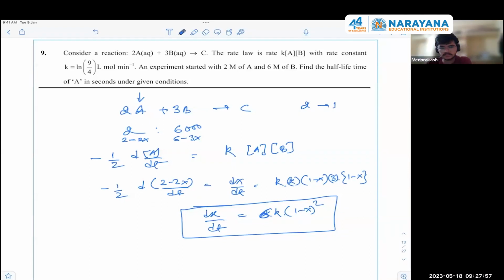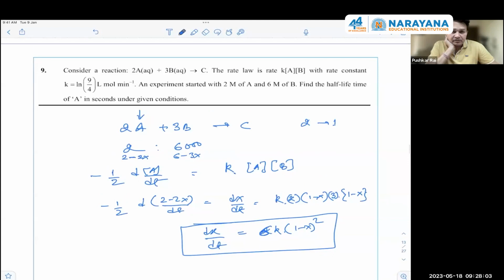So this is not stoichiometric, 2 and 6. This is not the stoichiometric coefficient. Yes. 2, 6, that is 2:3. 2 and 6. Oh my God. Yeah. Find the half-life time of A in the seconds given below. Okay, this is not, I realized.